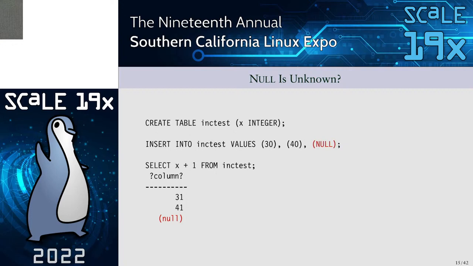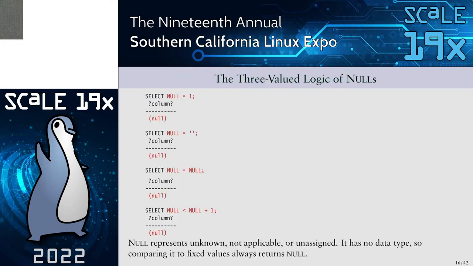Null is basically an unknown value in a way. So here I'm inserting, I'm going to show you some of the values into an increment test. So 30, 40, and null. And as you can see, x plus 1, if x is null, then you get null out. Remember, we just showed you that in the previous slide, right? That makes sense.